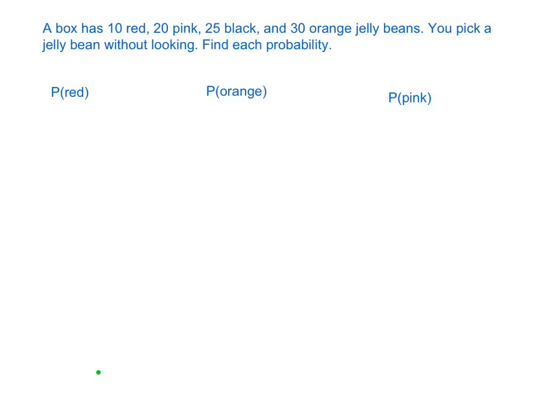Alright, a box has 10 red, 20 pink, 25 black, and 30 orange jelly beans. You pick a jelly bean without looking. Find each probability. So P of red means the probability of getting red. We have 10 that are red, and we've got to find out how many total jelly beans there are. So we've got 10 plus 20 plus 25 plus 30. When you add all that up, we get 85.